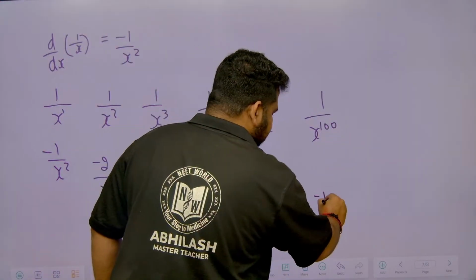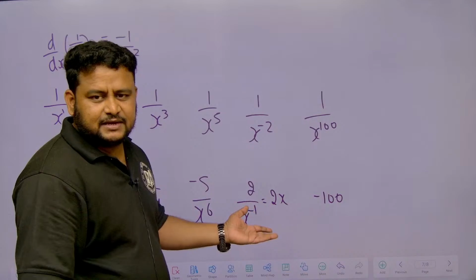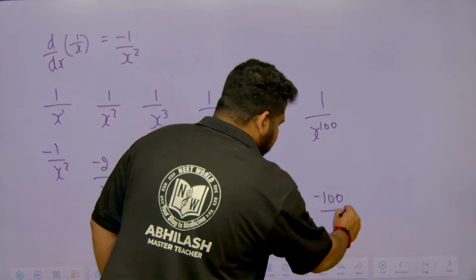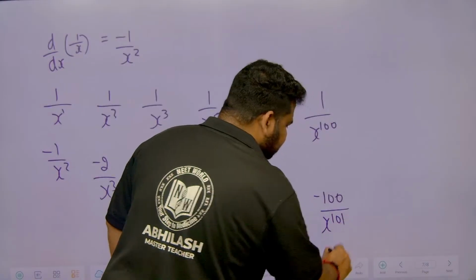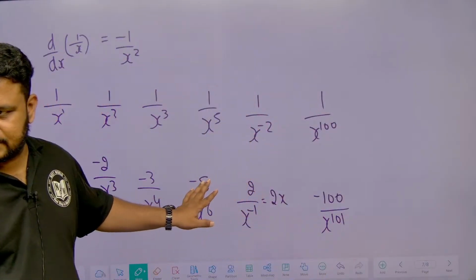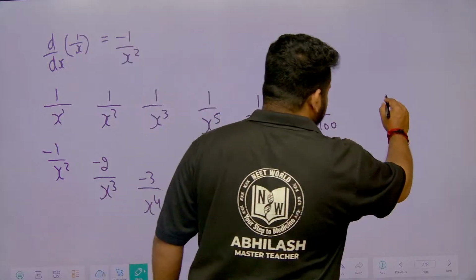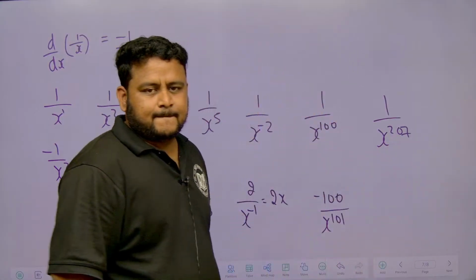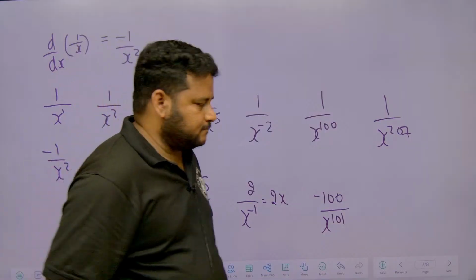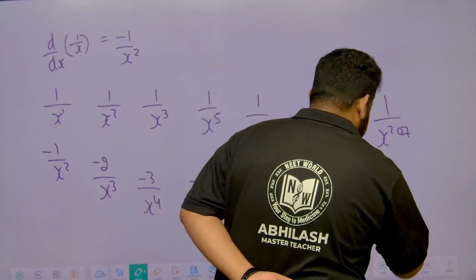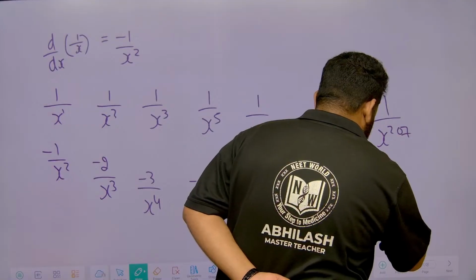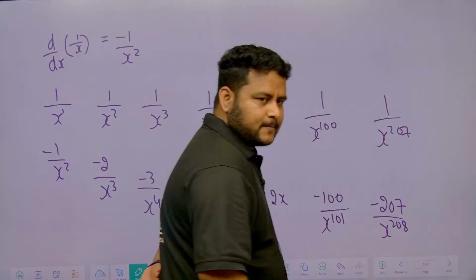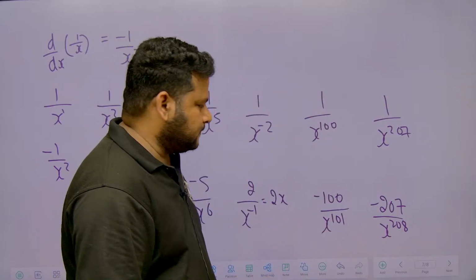If you are having 1 by x to the power of 100, what will you write? Minus 100 divided by x to the power of 101. Understood? So if I write 1 by x to the power of 207, tell me the answer. Minus 207 by x to the power of 208. Understood? Understood everyone? Clear? Okay.